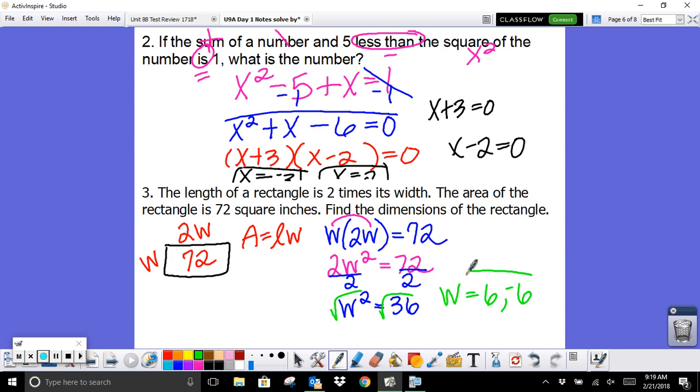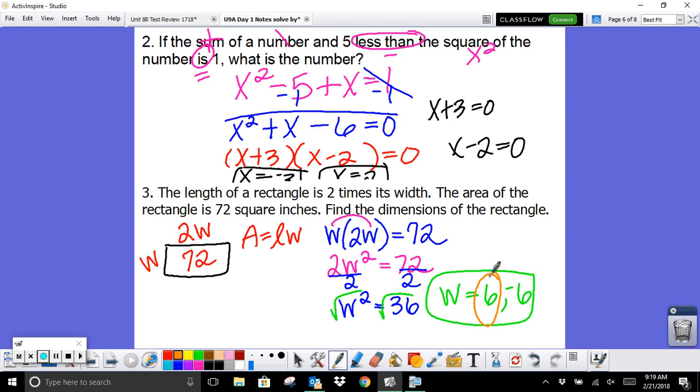Okay, so we need to make sure here that we're answering the question. It says to find the dimensions of the rectangle, all right? I just got two possible values for W. So could W be 6? Yeah, that makes sense. Could W be negative 6? No, that doesn't make sense because dimensions cannot be negative. So in this case, I'm just going to go with my positive answer. This is only because we're talking about dimensions. On the two problems before, negative answers were okay, but they're not okay here.